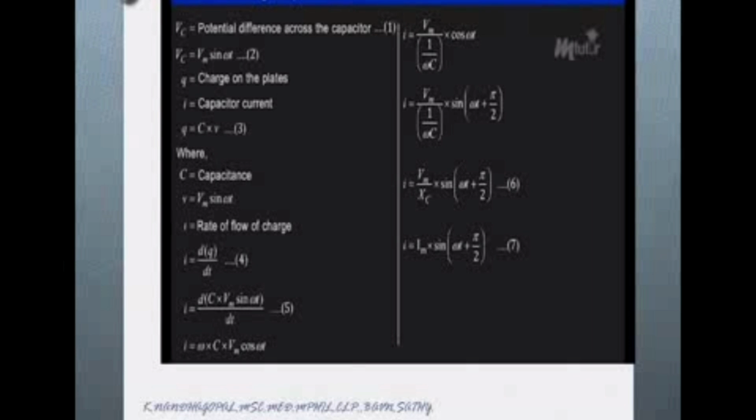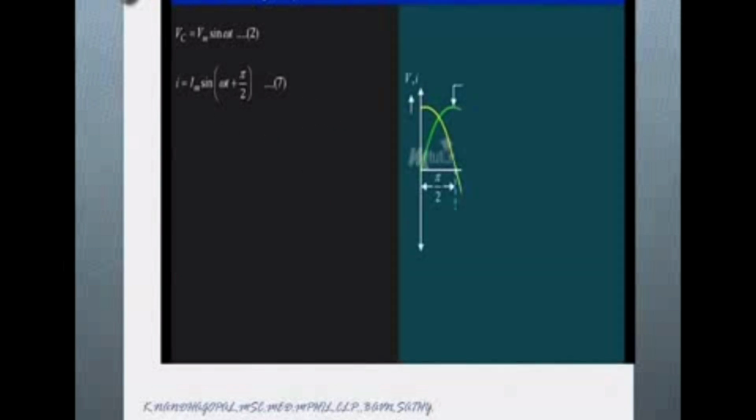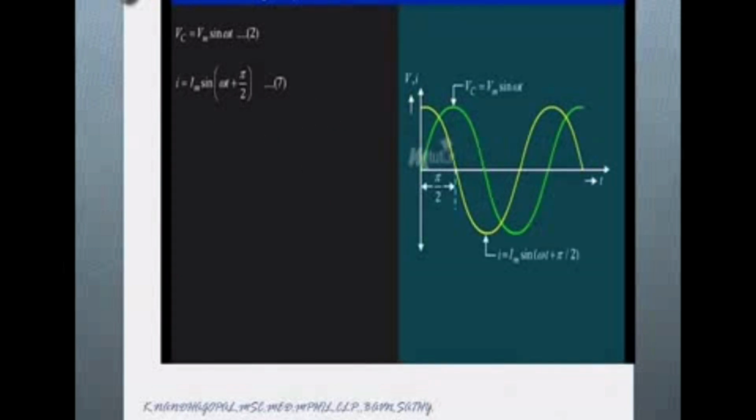Now you can compare equation 7 and 2. There it is sin omega t, but here it is sin of omega t plus pi by 2. So when the capacitor is connected to the circuit, the current leads the voltage by the phase angle of pi by 2. Current leads the voltage by the phase angle of pi by 2. In an inductor, the voltage leads the current by the phase angle of pi by 2. In a capacitor, current leads the voltage by the phase angle of pi by 2.